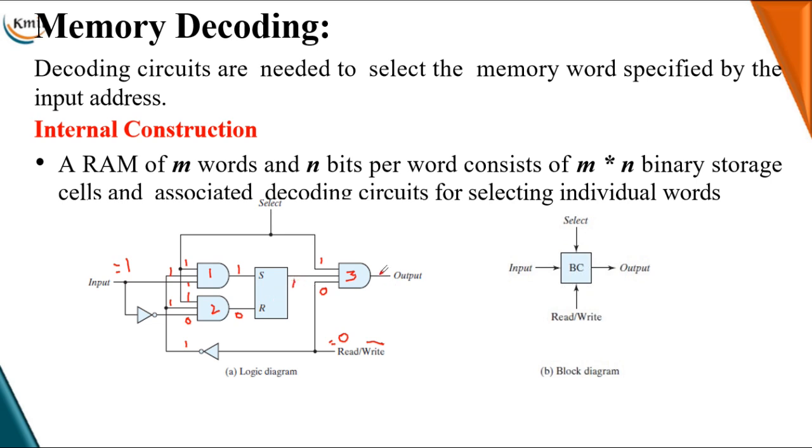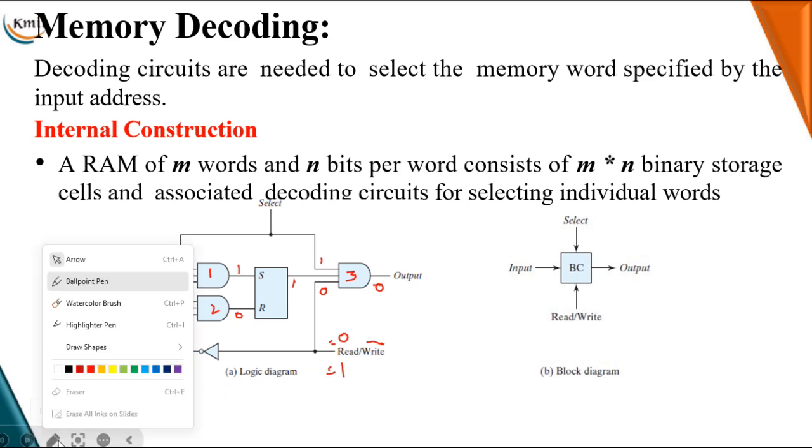Now the output should not appear, since we are not reading the data. Hence it will give you the 0 output, because my read signal is 0. So we loaded the data. Now when I want to read the data, my control input must be enabled with logic 1.